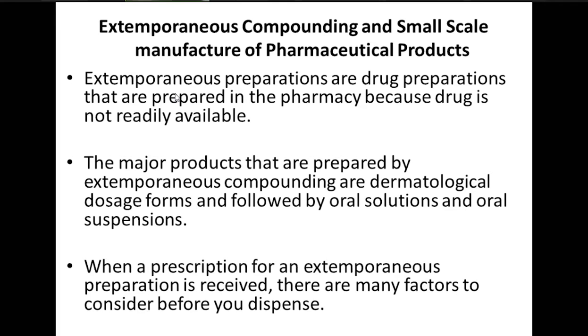So most of the products that are prepared in compounding are usually used for skin infections, some solutions and suspensions for oral use, and so on. Those are the major products that are prepared in a compounding room. Okay, but there are main factors that we should consider when we are compounding these pharmaceutical products. So we'll look at these factors, I think, on the next slide.